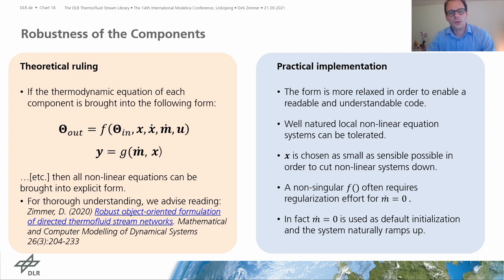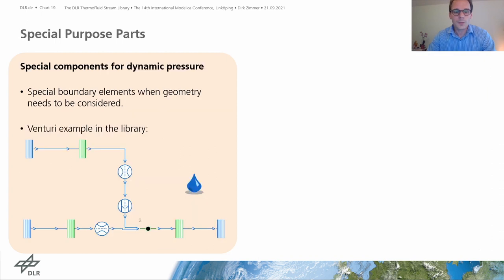Also, it is not always easy to find a regular form for the function f, especially for zero mass flow in heat exchangers or turbo components. And in fact, we use zero mass flow as our default initialization, so you can naturally ramp up the system, and this actually helps a great deal with the initialization problem. There are a few special cases we shall discuss.